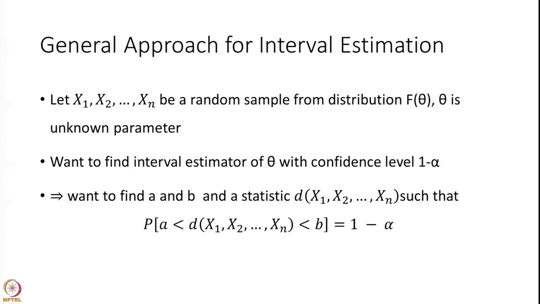So let us consider that we have a sample of size n from a population with a distribution f theta, and theta is an unknown parameter. And now we want to find an interval estimator of theta with some confidence level 1 minus alpha. So what we want to do is find three things: two numbers A and B, and a statistic that is a function of only the data, D of x1, x2, x3, ..., xn, such that the probability of A less than D less than B is 1 minus alpha. And this statistic D will be some kind of an estimator or a function of the estimator of theta.